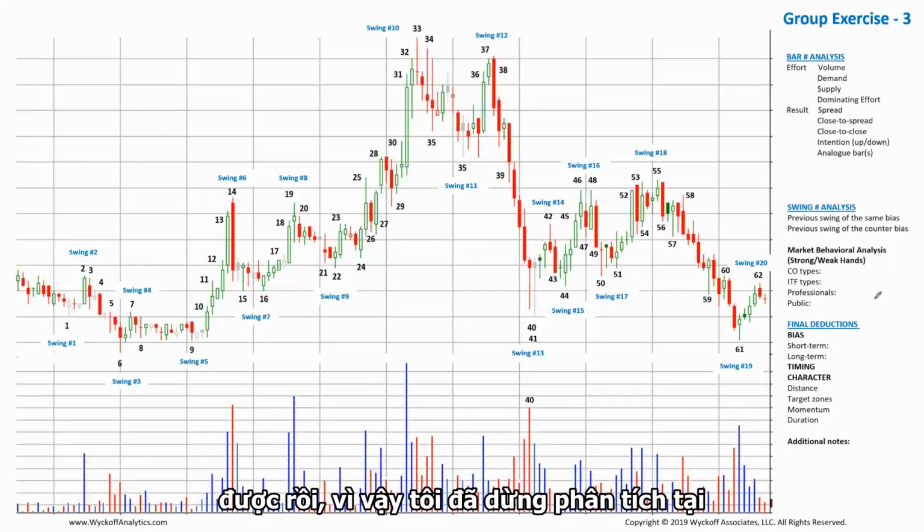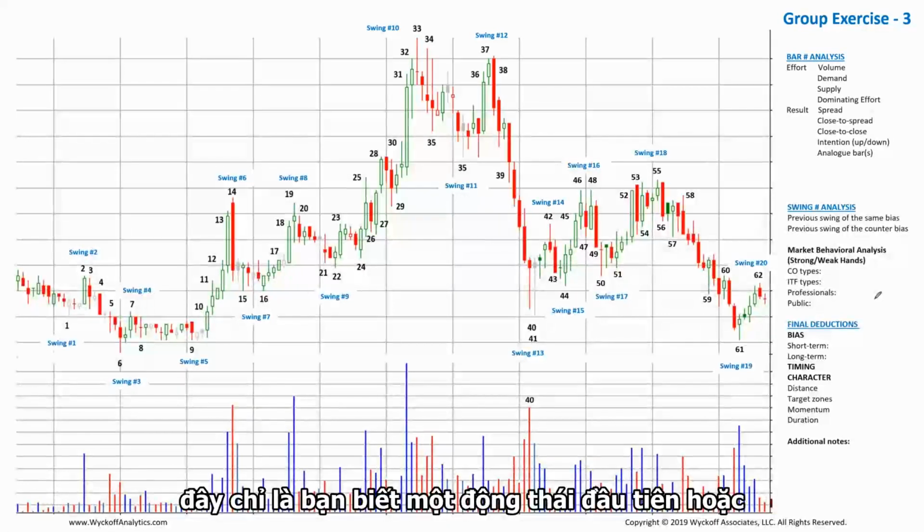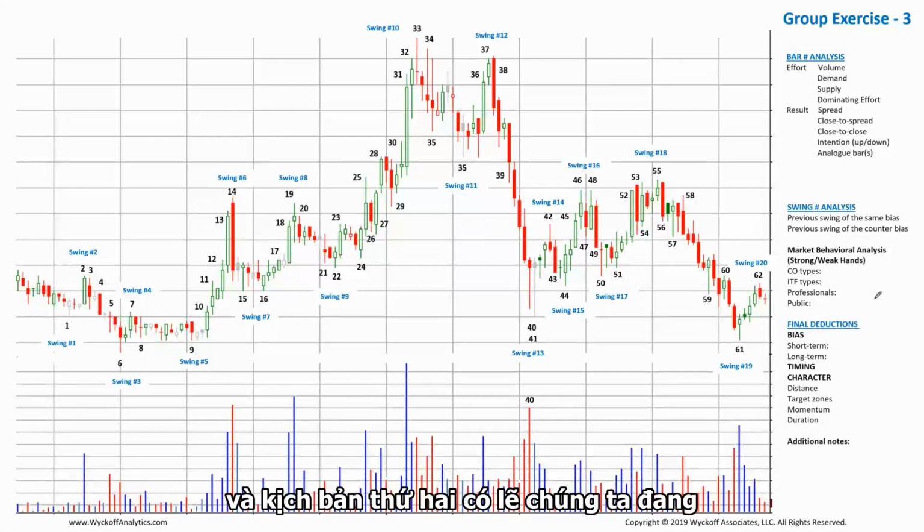All right, so I stopped the analysis at around 61, and I said that there are probably a couple of scenarios: either looking at the distribution, and this is just a first move or a second big move to the downside. And the second scenario, maybe we're in the trading range and we need to define the bias of this trading range.